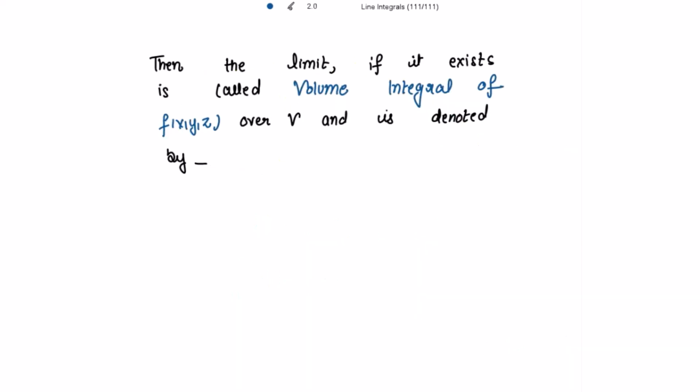Then the limit, if it exists, is called the volume integral of f over V and is denoted by the triple integral of f(x, y, z) dV over V, right? Okay, thank you.